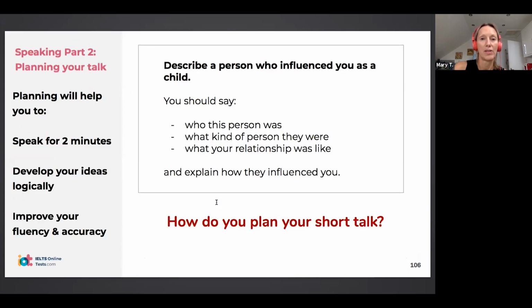Okay, then looking at part 2. So it's a good idea when you do part 2 to plan quite carefully. So as you know, you need to speak for 2 minutes, you need to develop your ideas logically, and you need to improve your fluency and accuracy. So this example, describe a person who influenced you as a child. You should say who this person was, what kind of person they were, what your relationship was like, and explain how they influenced you. Okay, is it important to mention all those things, would you say?